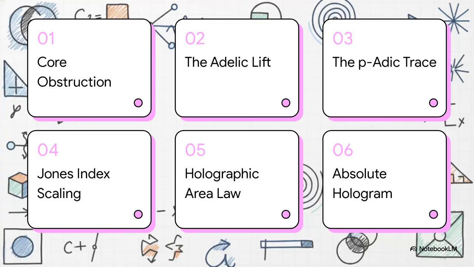Here is our roadmap for today. 1. The core obstruction. 2. The Adelic lift. 3. The p-adic trace. 4. Jones index scaling. 5. The holographic area law. And finally, 6. The absolute hologram.